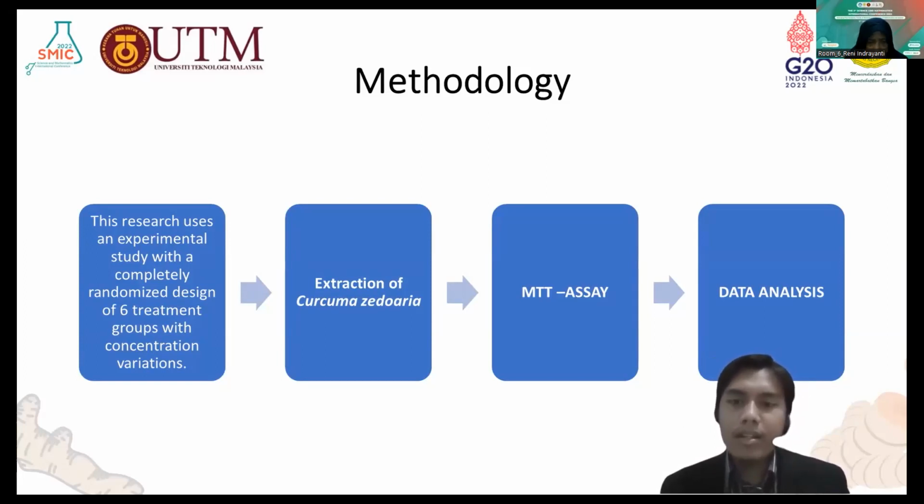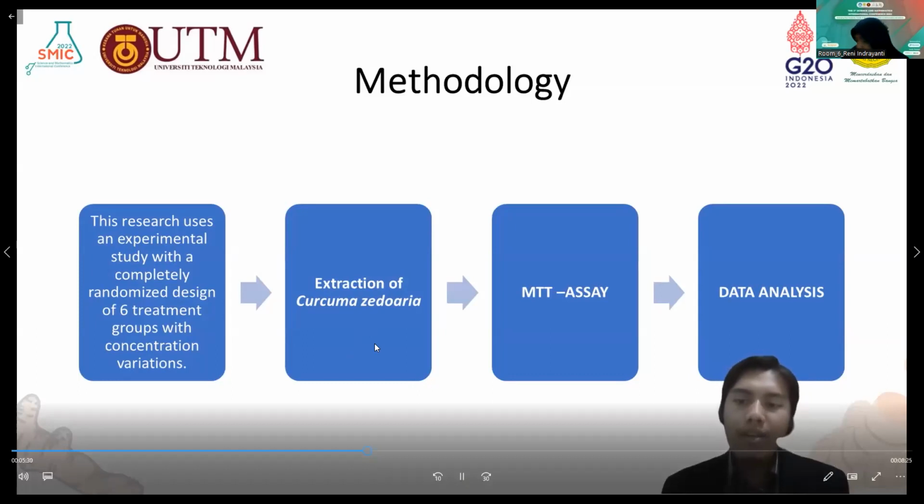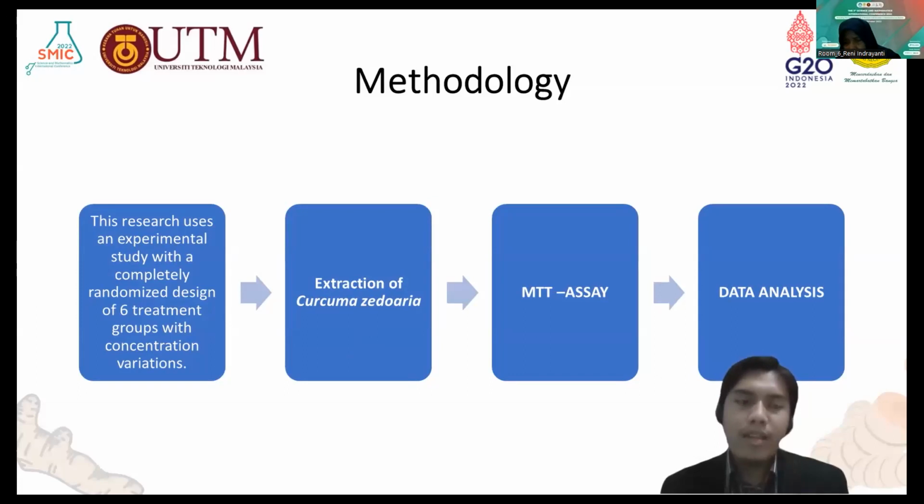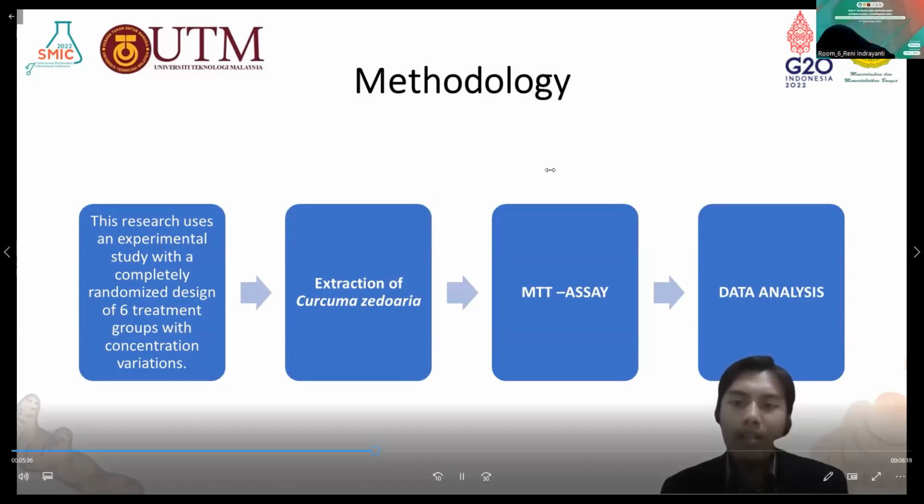Then the cells were incubated at 37 degrees Celsius for 72 hours, or 3 days, and then MTT was added at a concentration of 10 microliters per well. After that, the cells were incubated for 4 hours at a temperature of 37 degrees Celsius.